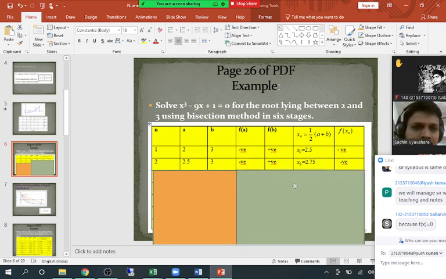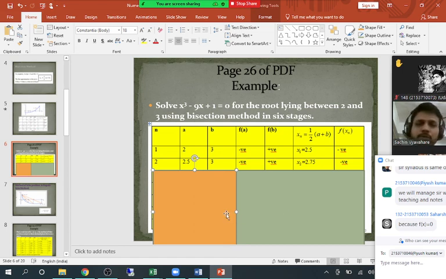2.75, correct. Now here again f of 2.75 comes negative. You can check on the calculator. You have to replace x by 2.75 here, like 2.75 cube minus 9 into 2.75 plus 1. It comes negative there. So what is the next interval now?